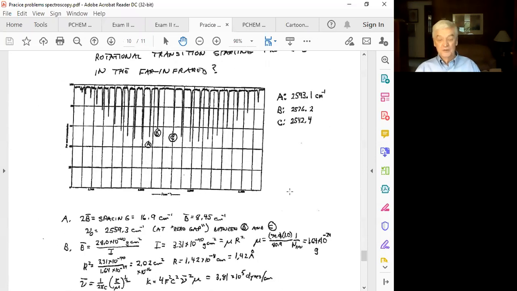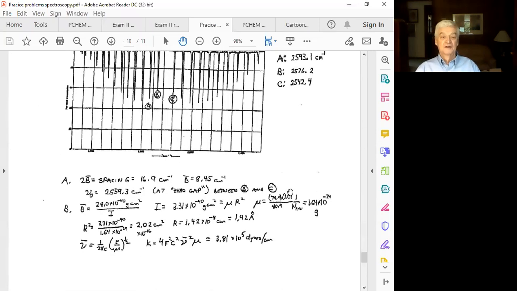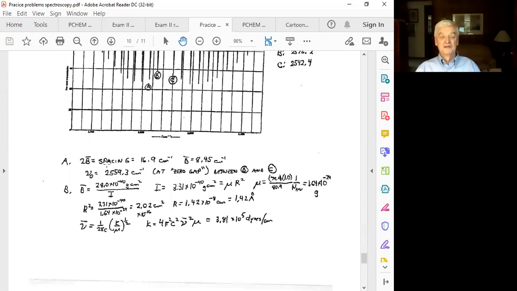Here again is another practice problem. Here's the spectrum. You can get the rotational constant from the spacing of the bands at 2B. From that, you can then calculate the bond distance. And then in the last part here, again, you can calculate the force constant from the vibrational frequency.